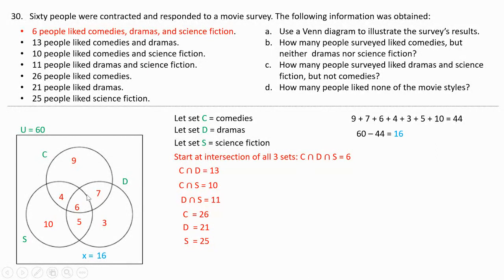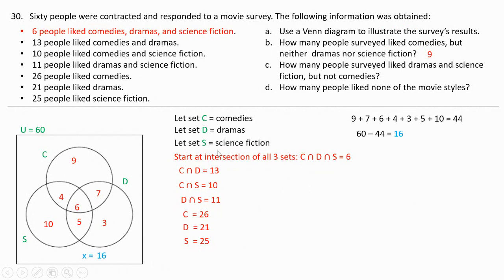Okay, now let's answer the questions. This is the answer for A. For B, how many people surveyed like comedies? So we go to comedies right here, but neither drama nor science fiction. So how many people didn't like drama nor science fiction, but only comedies? So the answer will be 9. See, 9 goes there.